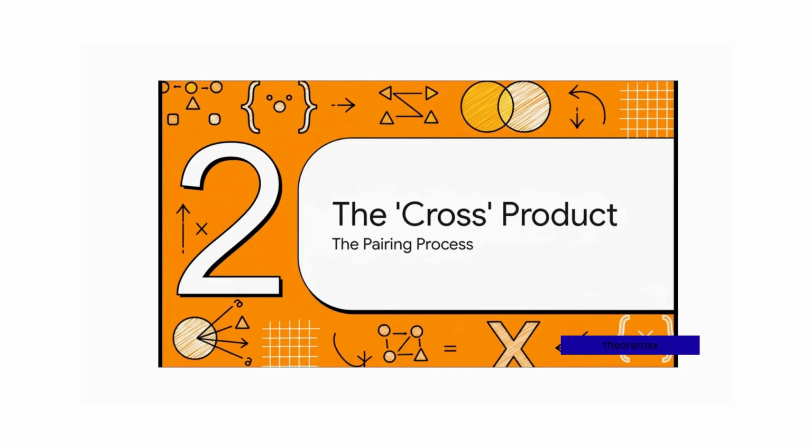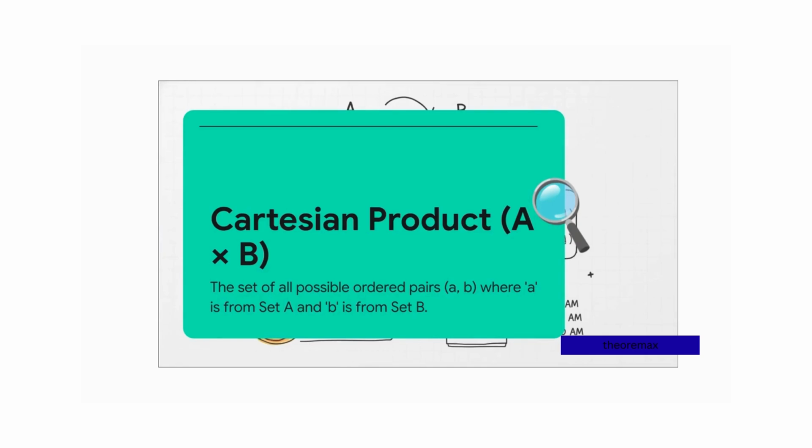You'll also hear it called the cross product a lot, and that's just because of the little X symbol it uses. So let's check out the official definition. The Cartesian product of our two sets, which we write as A cross B, is simply the collection of all possible ordered pairs.